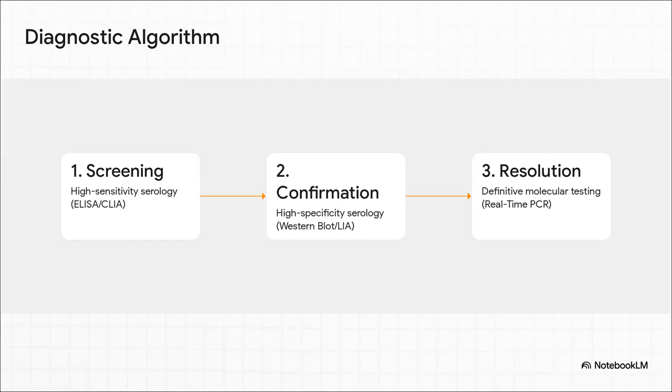Okay, so the diagnostic algorithm we use is super clear and logical. Step 1 is screening. You start with a highly sensitive test, like an ELISA or a CLIA. If you get a hit, you move to step 2, confirmation. This is where you bring in a highly specific test, like a Western blot. And for step 3, to clear up any gray areas, you know how common those indeterminate results can be in a low-prevalence setting like ours, we go for the final word, definitive molecular testing with real-time PCR.